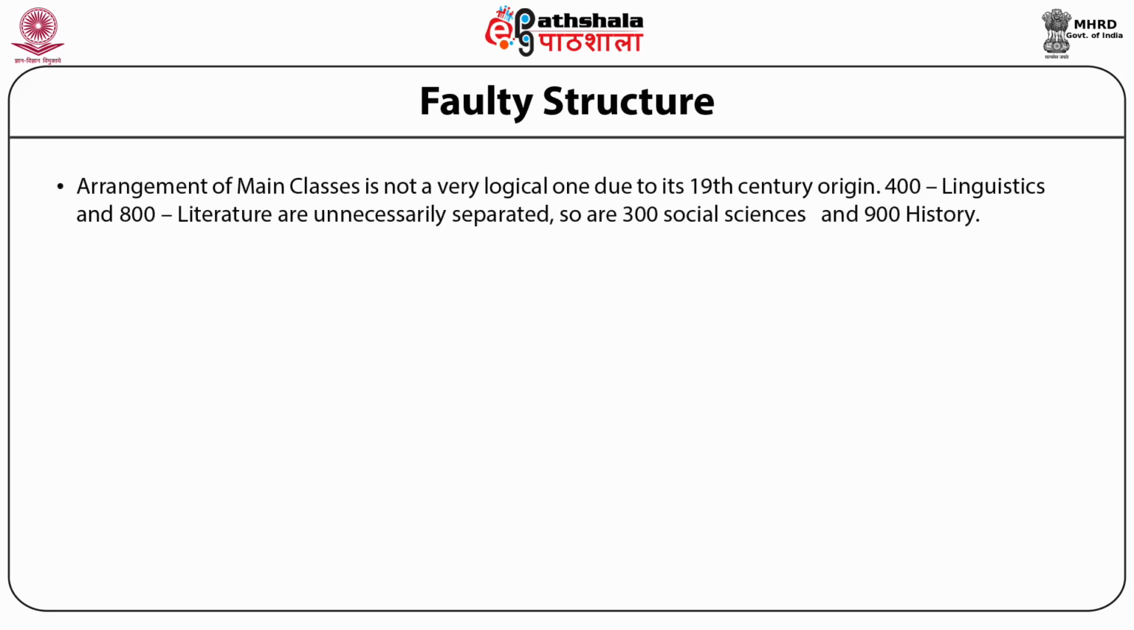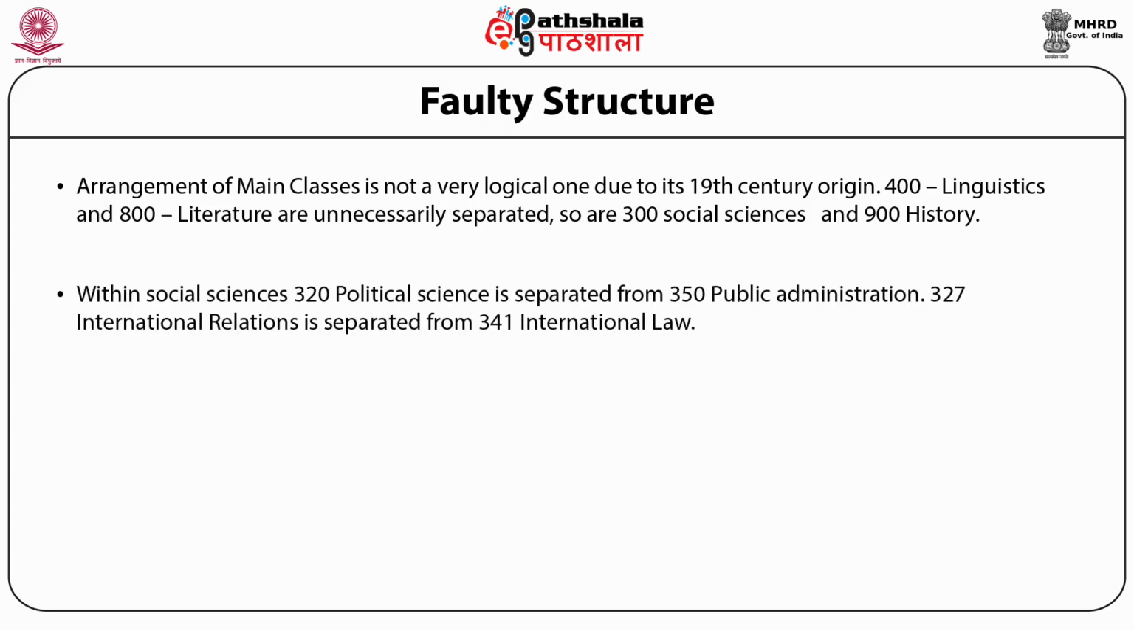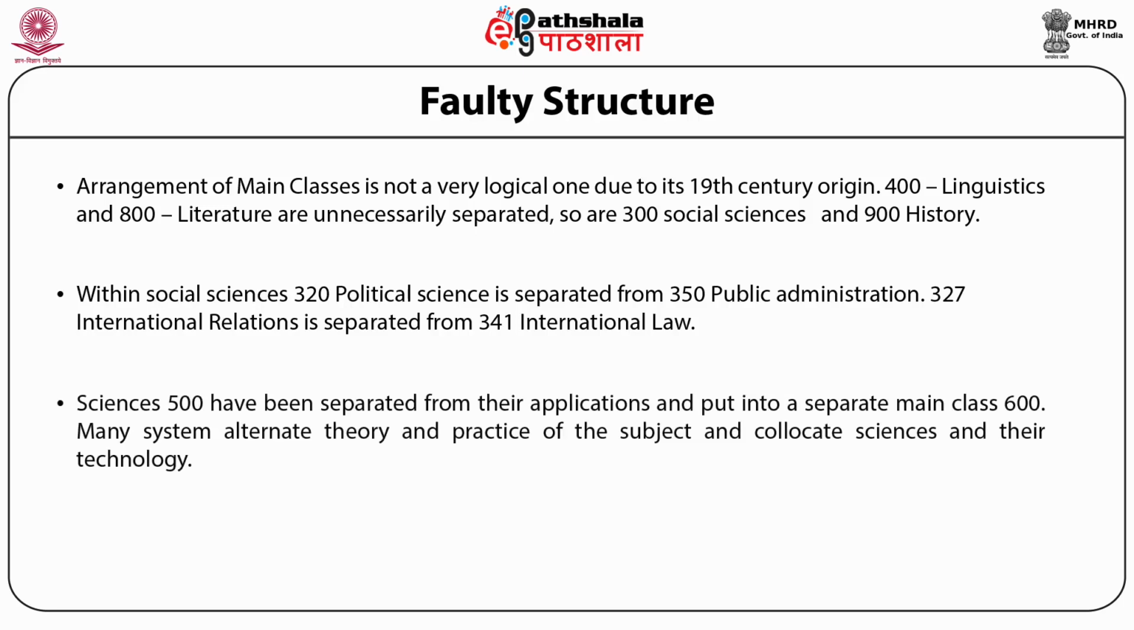Apart from this, the structure of the DDC is faulty, of course. The arrangement of main classes is not very logical due to its 19th century origin. For example, 400 languages or linguistics and 800 literature are unnecessarily separated. So are the social sciences and 900 history, though some people believe that history is also a social science. Within social sciences, 320 political science has been separated from 350 public administration. 327 international relations is separated from 341 international law, which should have been kept together.